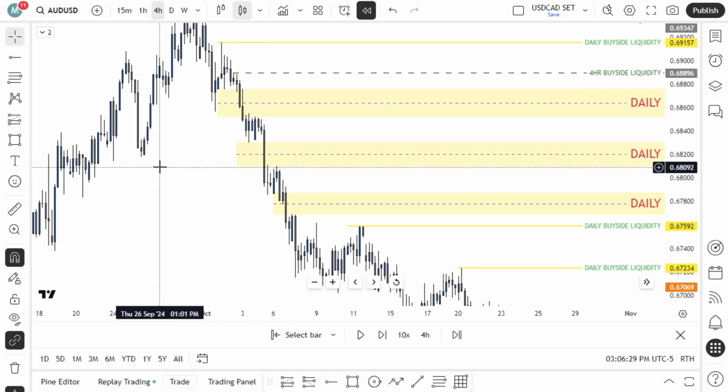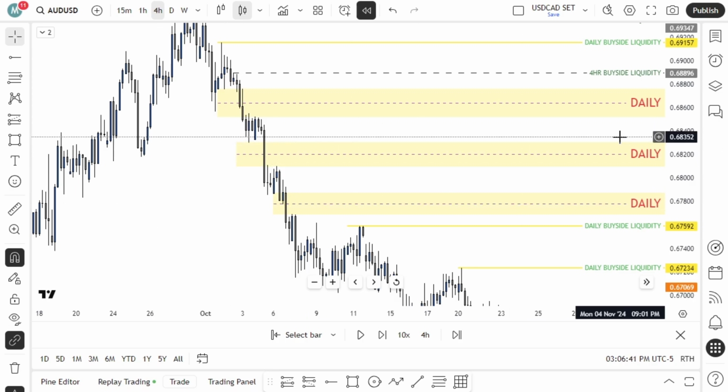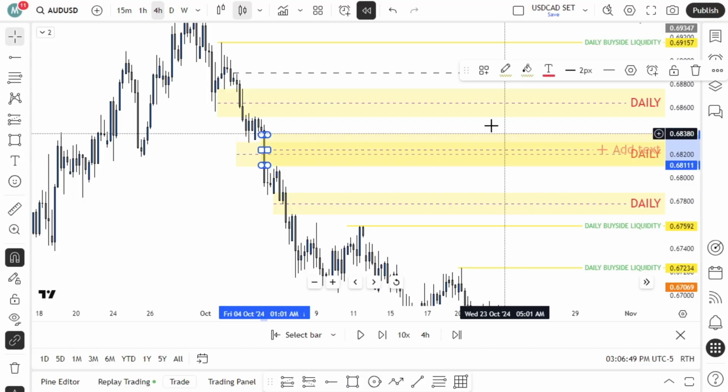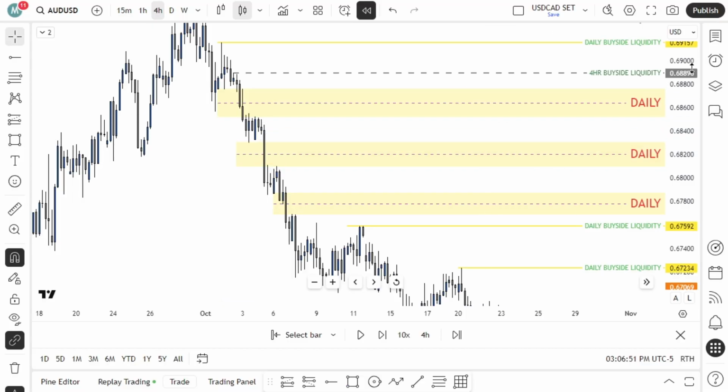Now bear in mind, once the higher time frame fair value gap overlaps the lower time frames, for example, you see how this daily fair value gap has within it a 4-hour fair value gap. The higher time frame is stronger, so we don't have to mark the 4-hour time frame fair value gap also.